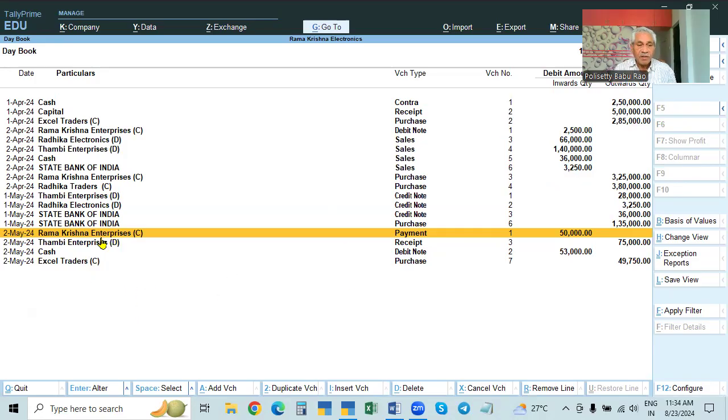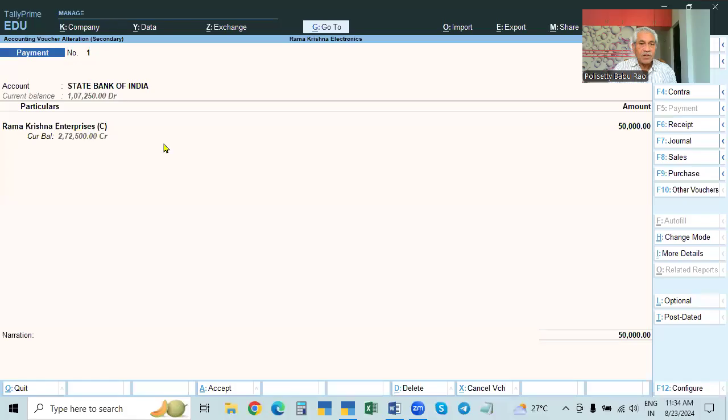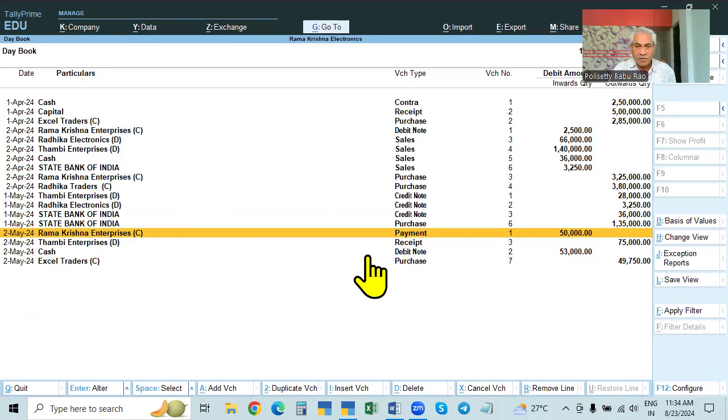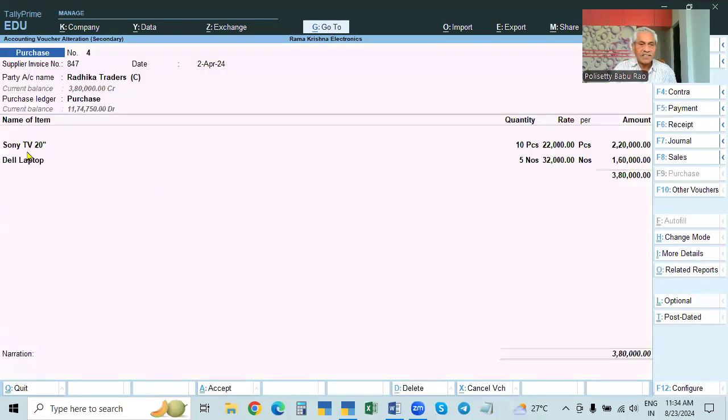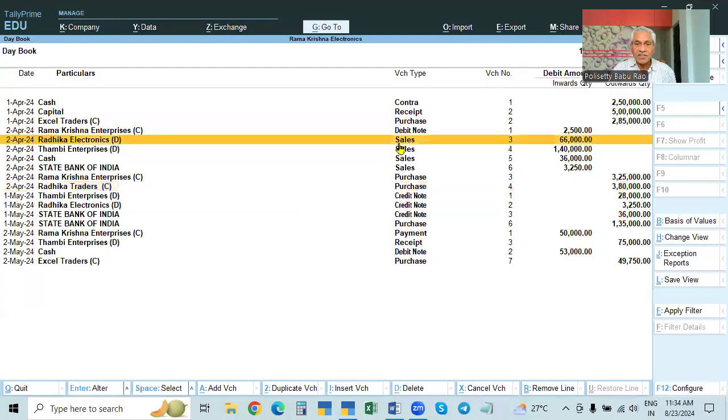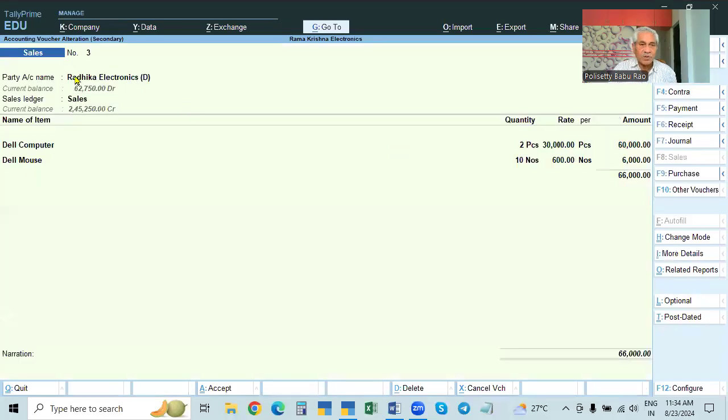For example, when you make the entry, here, this is the payment. For example, purchases. We made purchases. This is the name of the item in the item invoice. We enter the details of the goods. This is the purchase entry with inventory. Similarly, we made the entry for sales. For sales also, we made the entry with inventory, that is, details of the goods with inventory.